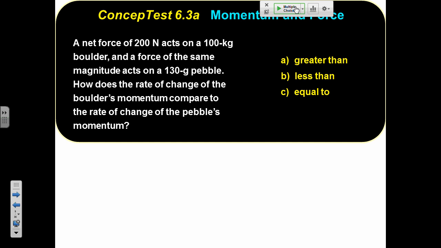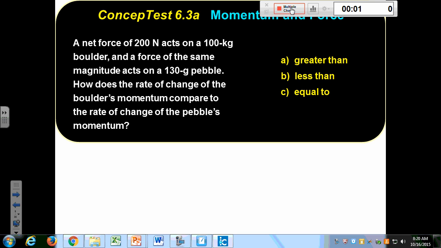A net force of 200 newtons acts on a 100-kilogram boulder. The same force acts on a 130-gram pebble. How does the rate of change of the boulder's momentum compare to the rate of change of the pebble's momentum? Remember, by Newton's second law, F is equal to delta p over delta t. So how does their rate of change of momentum compare?